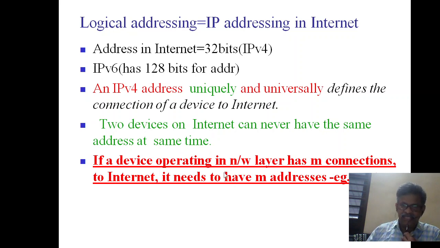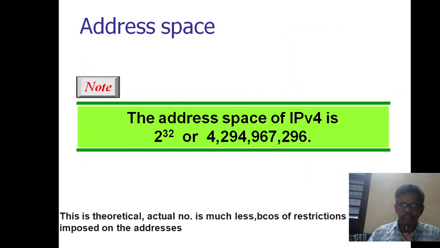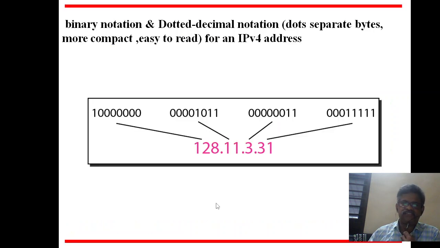So a device having M connections will require M addresses. It is for the interface that an IP address exists, not for the device, so it depends on the number of connections to the network. Now this is the address space, since 32 bits are used. However, only much less is used because of certain restrictions. And this is the notation.